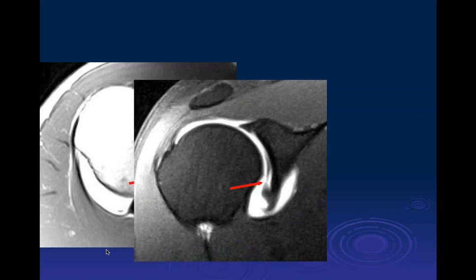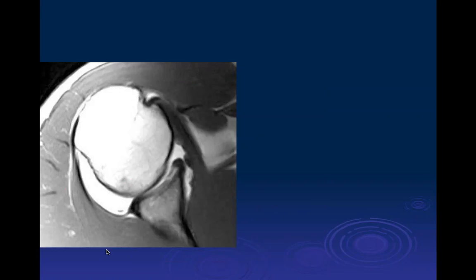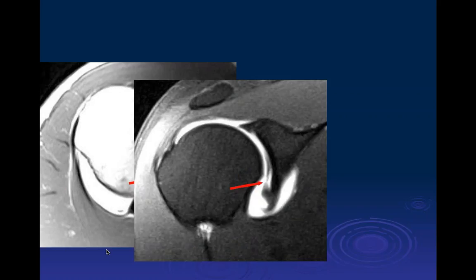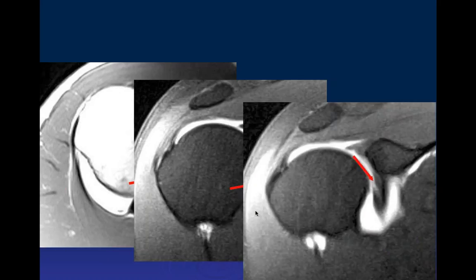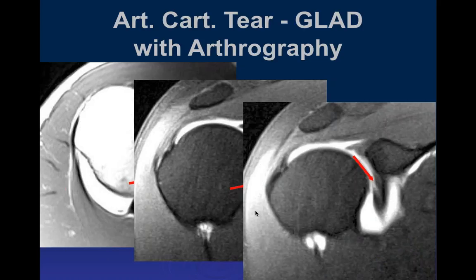Okay, and here's the coronal image. What do you think of that? Also deformity of the head. Yes, some deformity too. Yeah, so there we see that cartilage defect again, and we see our contrast getting in and dissecting it out. And yeah, there it is again. This is another GLAD lesion.